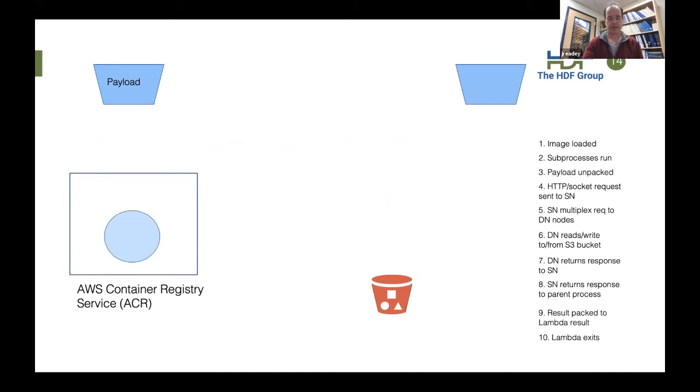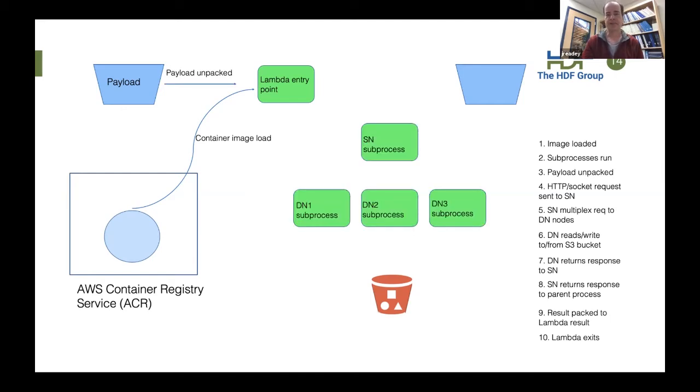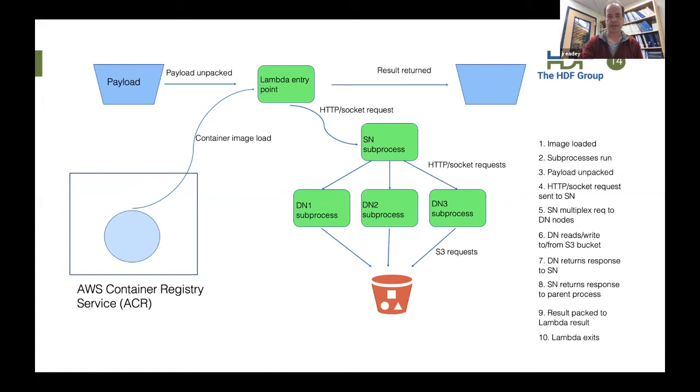So here's a little walkthrough. We start off, we have a payload, we have an HDFS image in the AWS container registry, and we have an S3 bucket. So first, the container image is loaded. We start our Lambda entry point. We unpack the payload. We spin up a bunch of subprocesses. We send a request to the SN. SN talks to DN nodes. DN nodes talk to S3. And finally, the response is packed into the result. There you go.